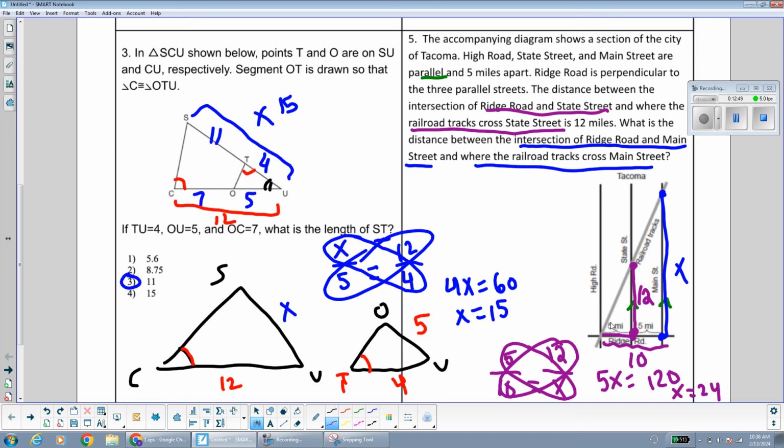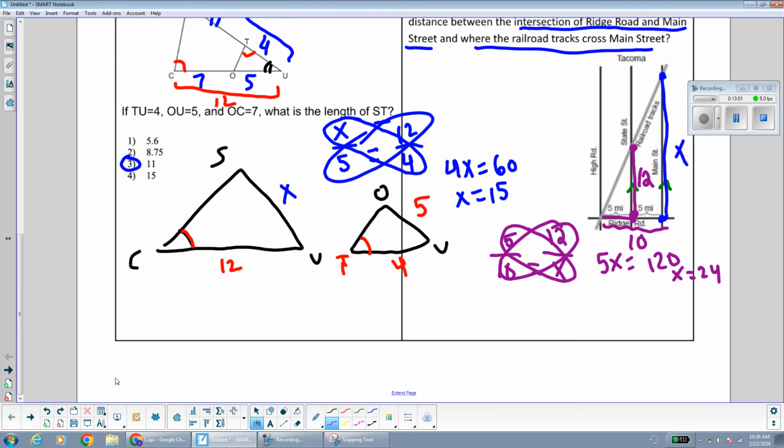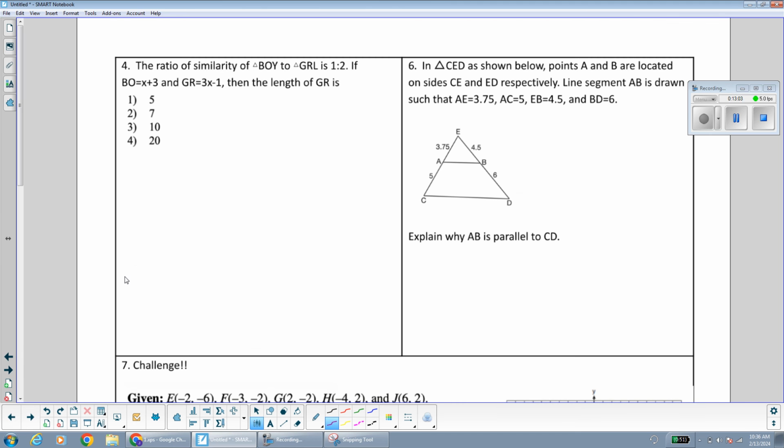Also for this one, once you identify how to label the diagram, you can see the scale factor too, because 5, 10. So once you label this correctly and you figure out what we're looking for, 12 times 2 is 24, and done. Okay, moving on to the next one.